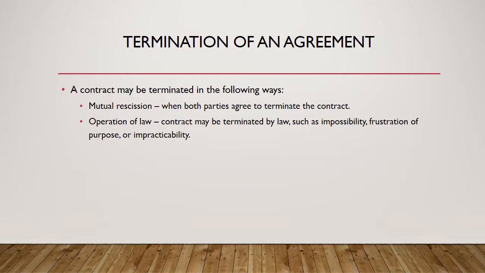A contract can also be terminated by operation of law. So we go back to impossibility, frustration of purpose, and impracticability. In those scenarios, if a contract was found to be impossible to perform, then the contract is terminated by law, and you would have no continuing obligations once it's terminated.